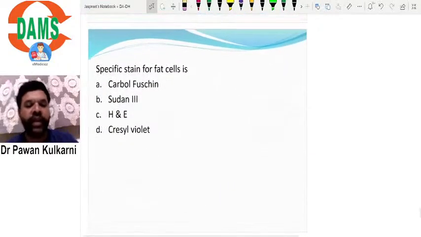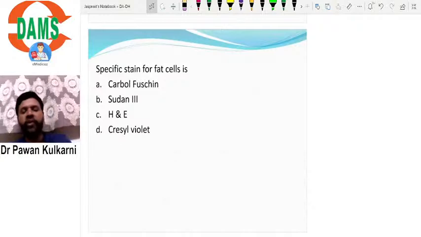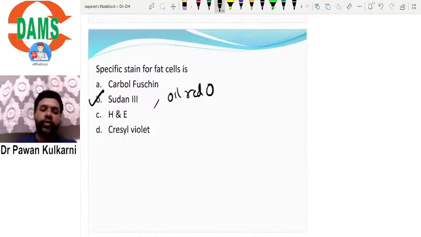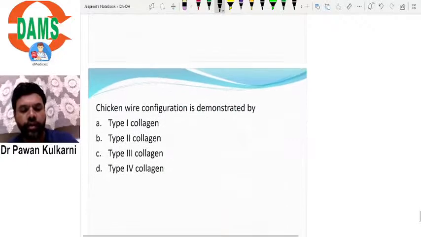Special stain for fat cell. We know that fat can be stained mainly by Sudan black. This is a stain that is used. There is one more stain, oil red O. Oil red O, Sudan 3, Sudan black. All these are the special stains that are used for fat cells. Again, special stains are a very frequently asked MCQ.